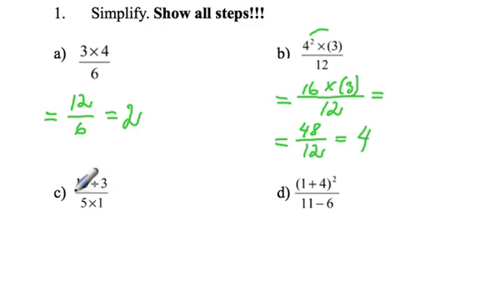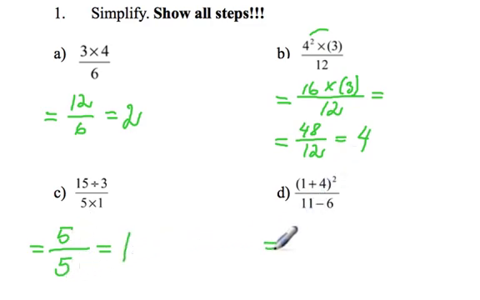Question C. We have 15 divided by 3 as a numerator, so 15 divided by 3 equals 5. And we have 5 times 1 in the denominator. 5 times 1 equals 5 as well. Now that we know numerator and denominator, we can divide. 5 divided by 5 equals 1.